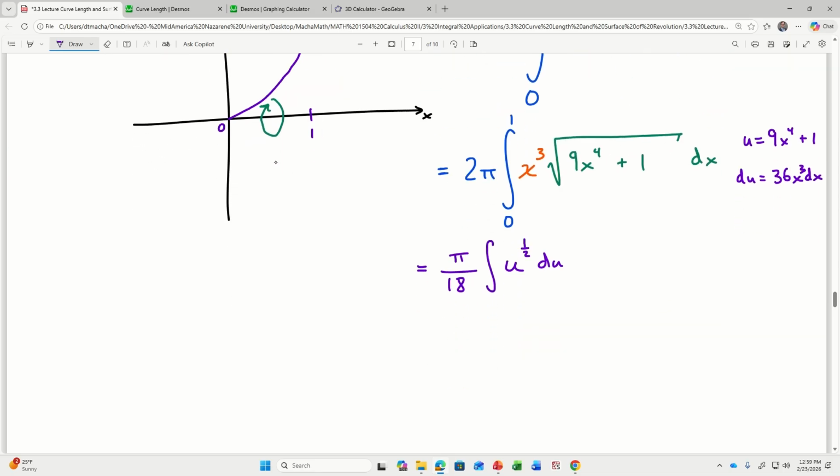By the way, do you know how I should treat these lower bounds and upper bounds of my integral? You have to plug them into the U. I have to plug them into this u formula, so my lower bound is not going to be 0 anymore. It's going to be 1. Yes. 9 times 0 to the fourth plus 1 is 1. My upper bound is not 1 anymore. It's going to be 10. 9 times 1 to the fourth plus 1 is 10.